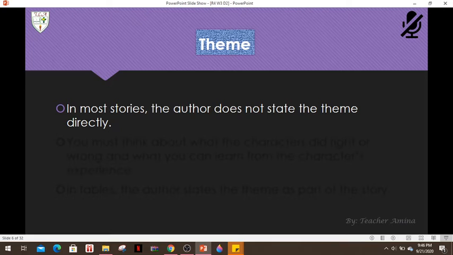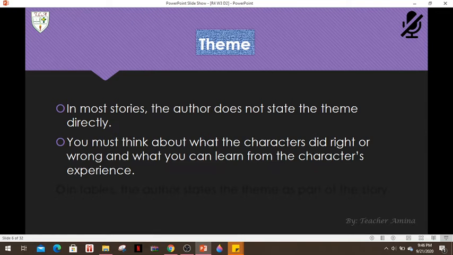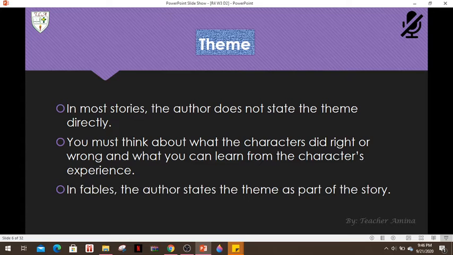So, in most stories, the author does not state the theme directly. When you are reading the story, you have to figure out the moral or lesson of the story. You must think about what the characters did right or wrong, and what you can learn from the characters' experiences. But in fables, the author states the theme as part of the story. It usually can be seen at the end of the story.